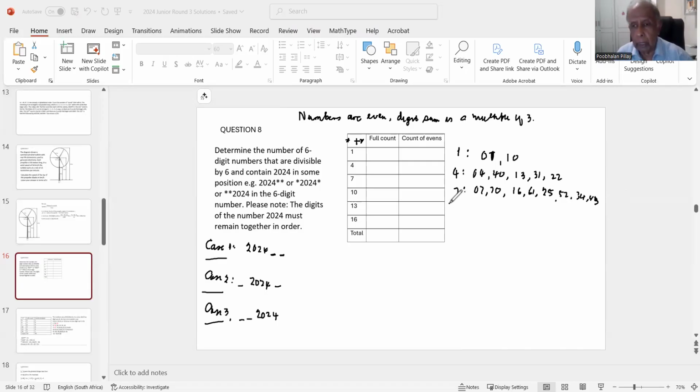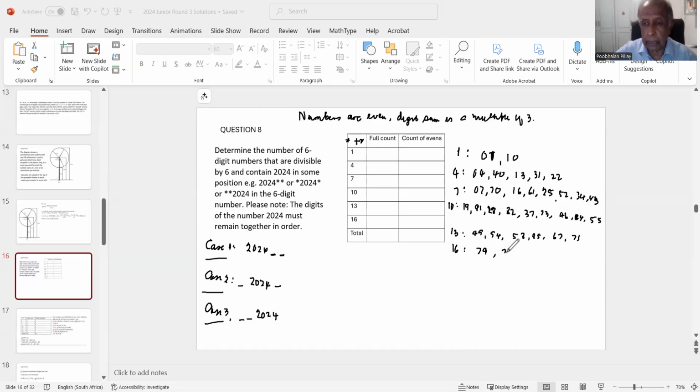And with 10, I think there's even more. You'll have 1, 9, 9, 1. 2, 8, 8, 2. 3, 7, 7, 3. 4, 6, 6, 4. I could have 5, 5. And 13. For 13, you can't have 2, 11, or 3, 10, because these are all single digits. But you can have 4, 9, 9, 4, 5, 8, 8, 5, 6, 7, 7, 6. And 16, the only way you can have it is 7 and 9, 9, 7.